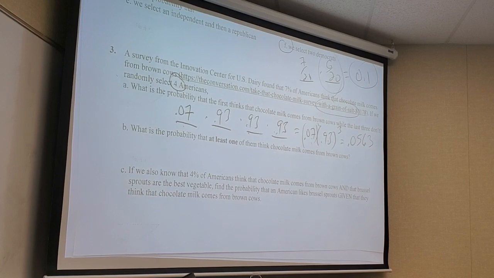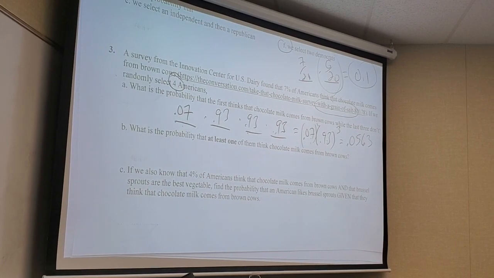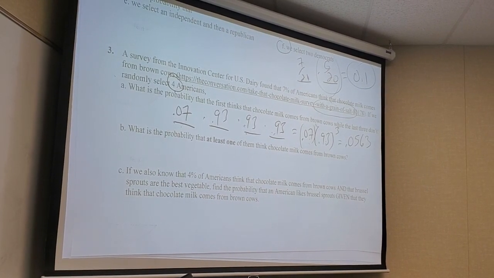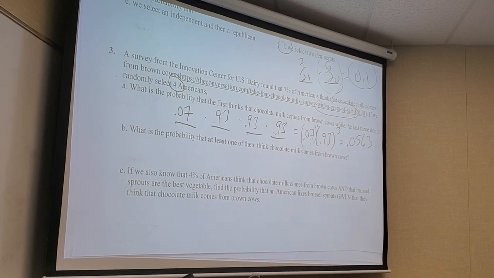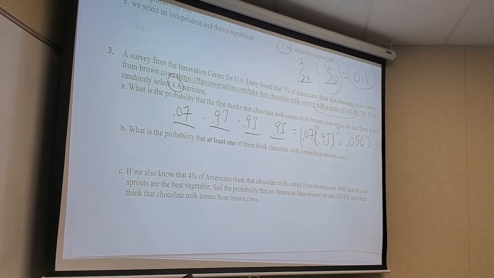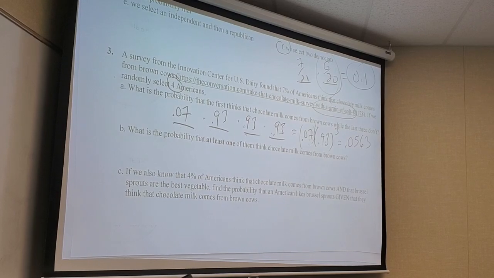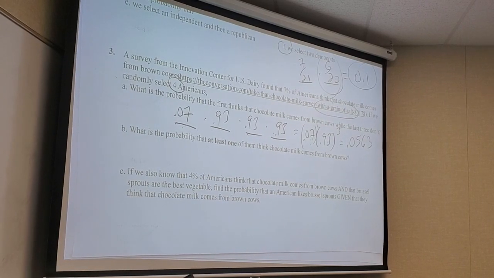What does at least 1 mean? It could be 1. Okay, that situation, first one, or second one, or third one, or fourth one. I would set up the situations and add those numbers. I'm not done, because it could be 2. There's a lot of work, correct?